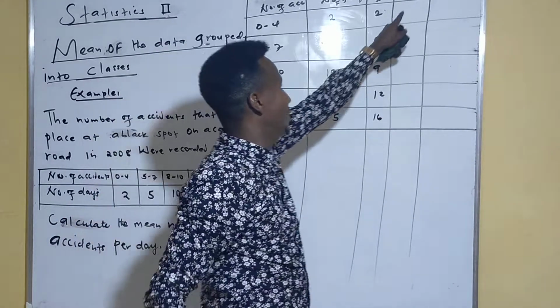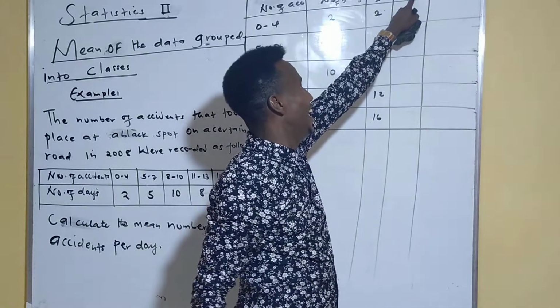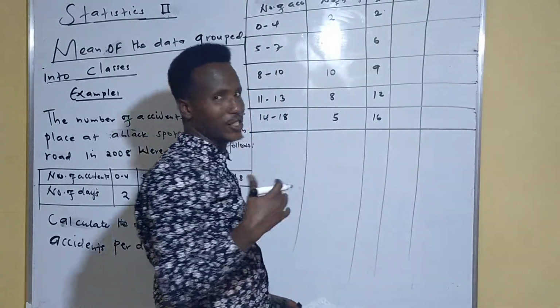Then when you want to calculate the deviation D, deviation is gotten as x minus a, where x are these values and a is an assumed mean.